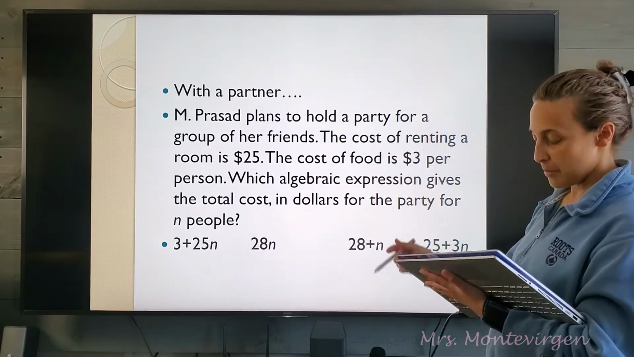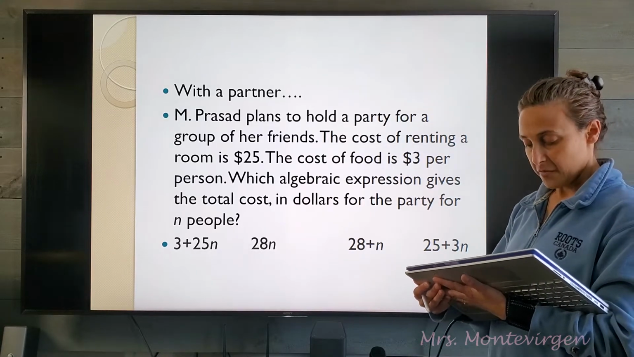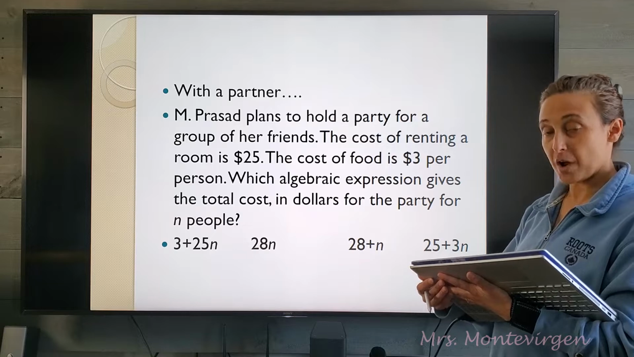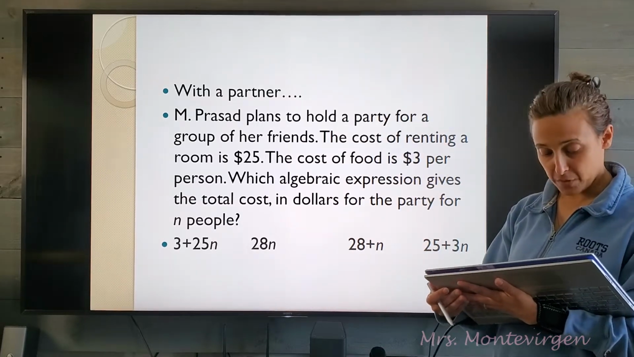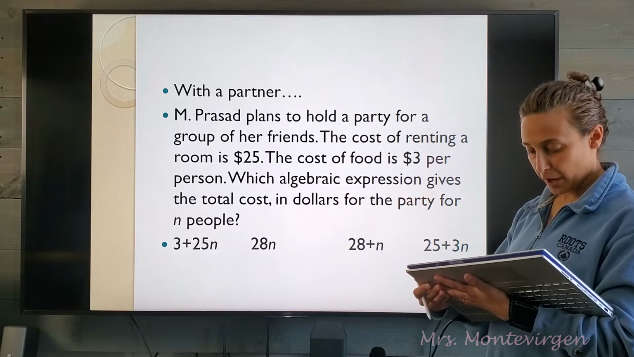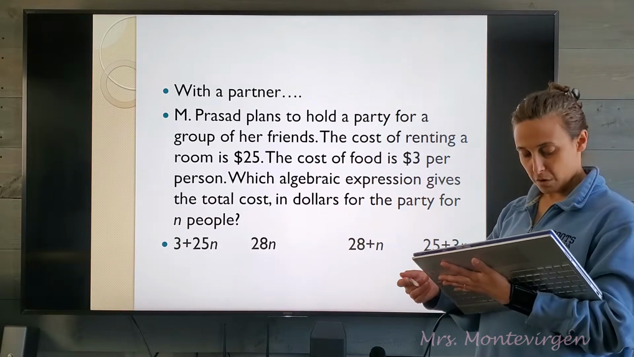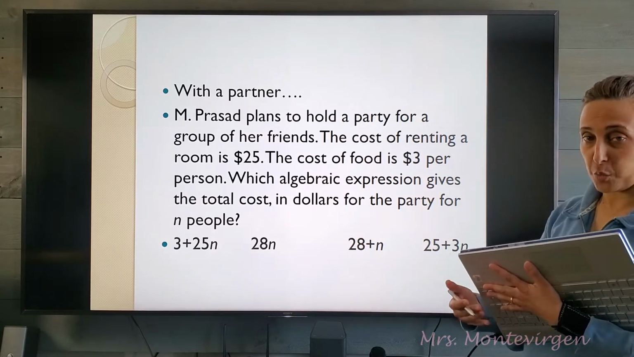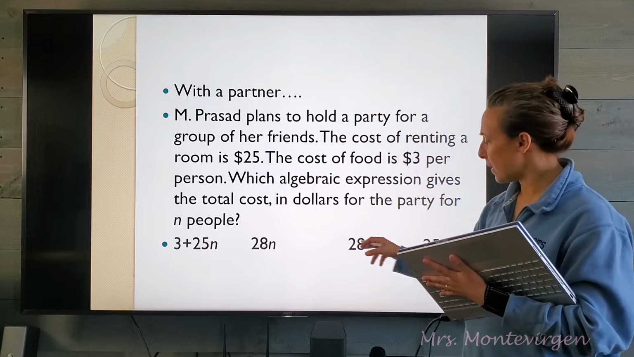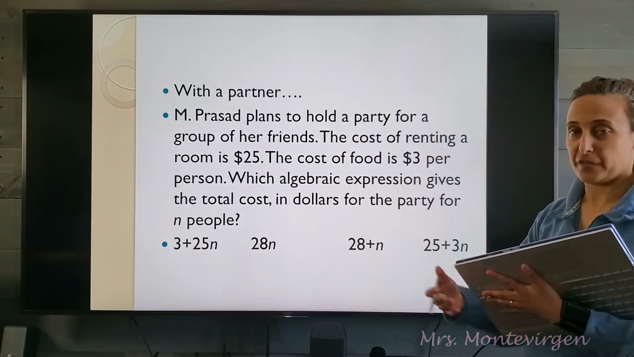So we have here, M. Prasad plans to hold a party for a group of her friends. The cost of renting a room is $25. The cost of food is $3 per person. Which algebraic expression gives the total cost in dollars for the party for n number of people? So go ahead, pause the video right here and see if you can figure out which of these 4 equations would actually help you solve it.